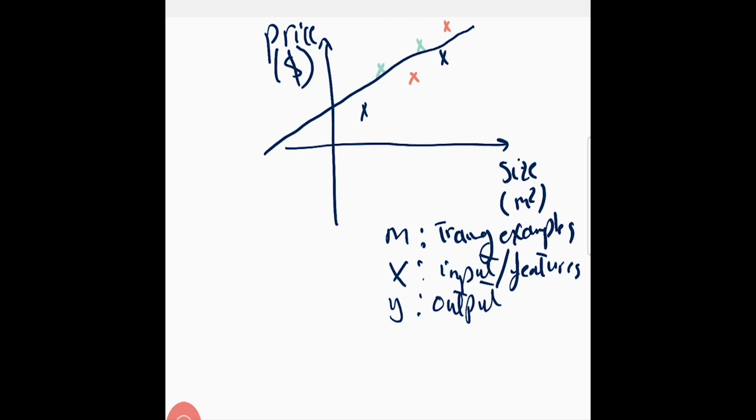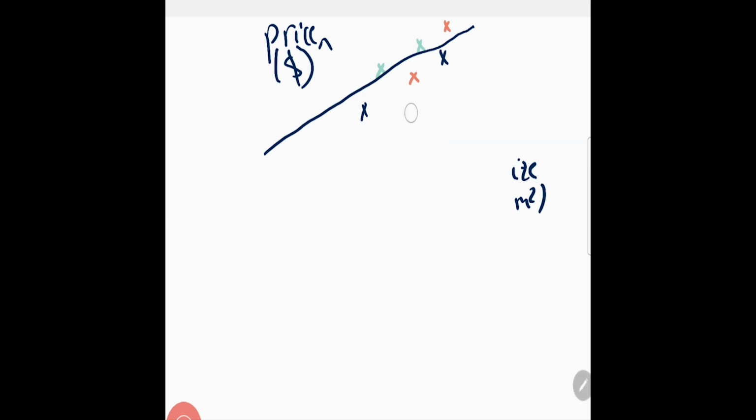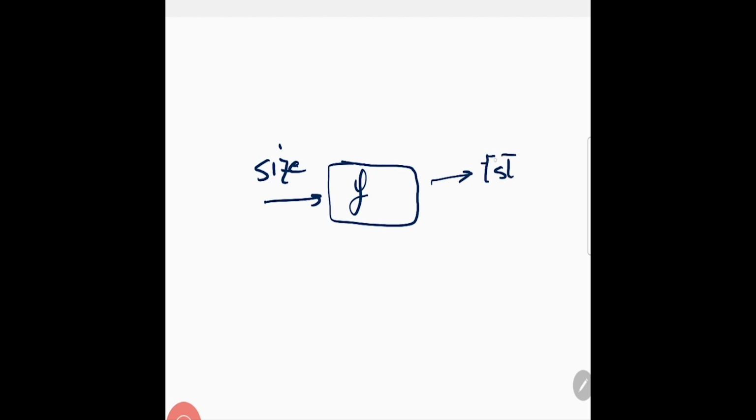So our problem can be represented using the following graph. Let's just say that we have some input, which is the size of a house, and we want to create some function, let's call it f, for example, which could map size to estimated price.